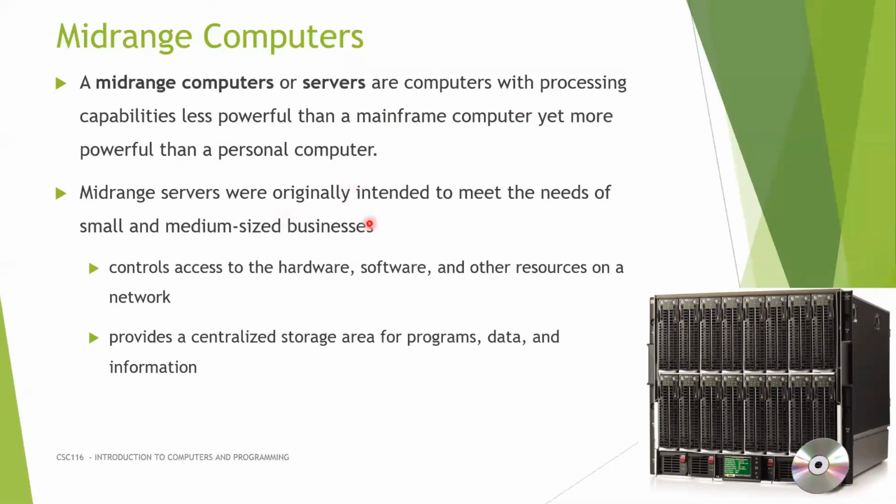Mid-range servers were originally intended to meet the needs of small and medium-sized businesses. Okay, so they control access to hardware, software and other resources on the network, and provide a centralized storage area for programs, data and information. Mid-range, supercomputer and mainframe, function dia sama. Tempat centralized storage area. Cumanya proses dia, kalau supercomputer quadrillion, kalau mainframe 1000 kan. Kalau yang ni sikit saja. Okay, so itu adalah perbezaan 3 komputer tadi.